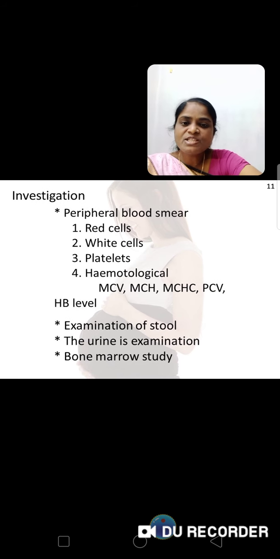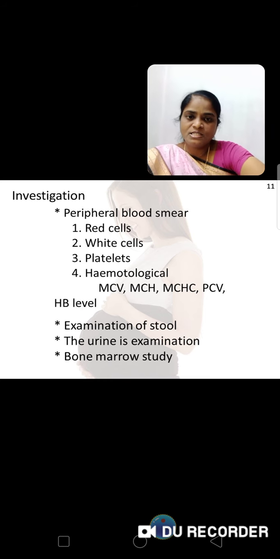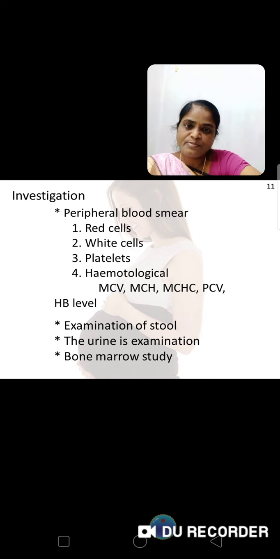Next are investigations. How can we investigate anemia in pregnancy? First is a peripheral blood smear. We have to take a peripheral blood smear, and we can go for blood studies and chemical studies of all the values: red blood cell values, white blood cell values, platelet values, and hematological studies.